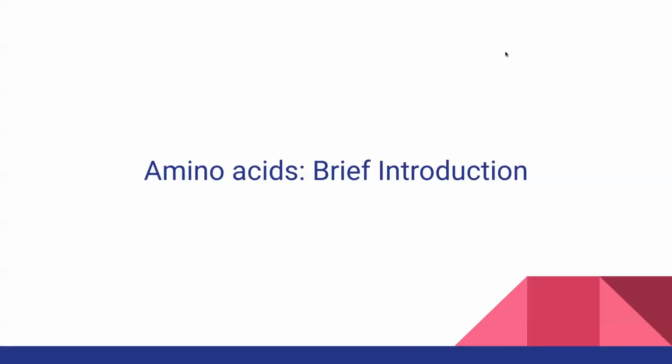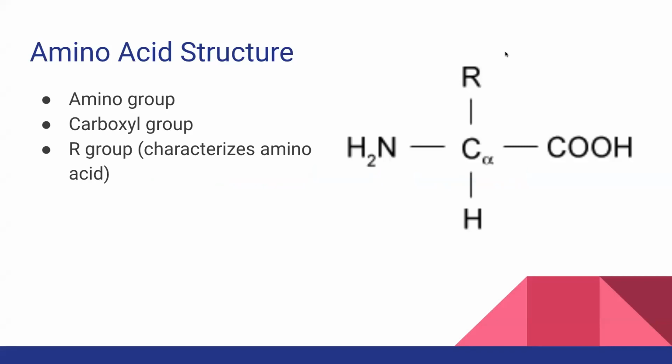So, a brief introduction about amino acids. For amino acid structure, you're going to have a central carbon, you're going to have the amino side, you're going to have the acid side, which is the carboxylic acid ending, and then you're going to have an R group. The R group is what's going to be characteristic of the specific amino acid we're talking about. It's been a while, I know, and that's just simple amino acid structure.